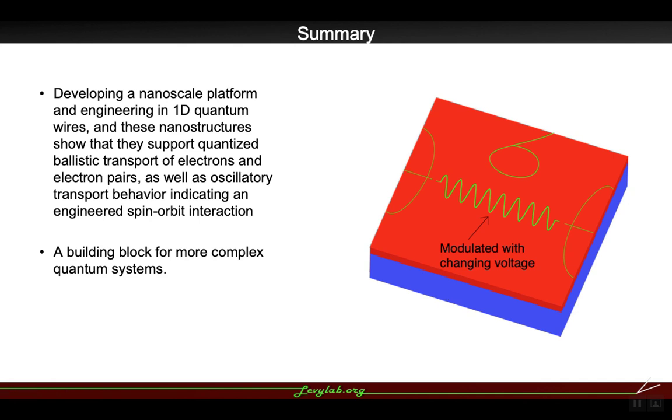So in summary, I developed a nanoscale platform and wrote some wires which combine into nanostructures, and then we did some research, seeing quantized ballistic transport properties, and especially engineering spin-orbit interaction in the nanostructures.